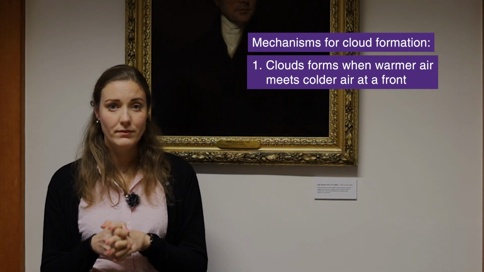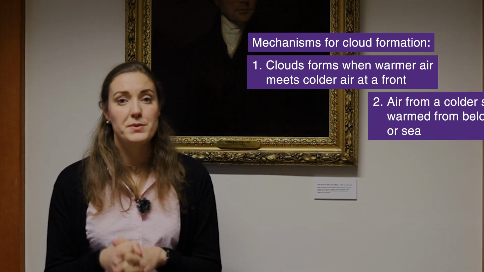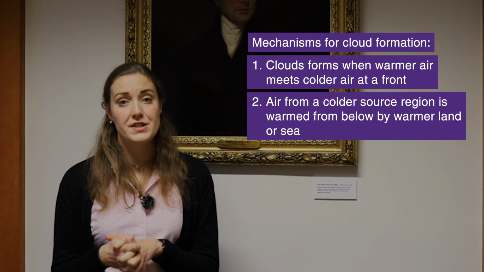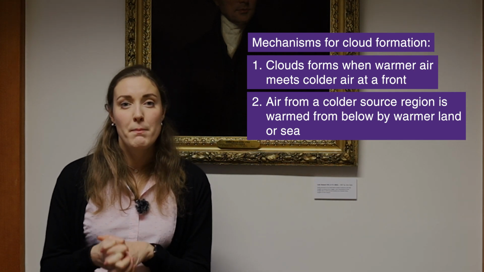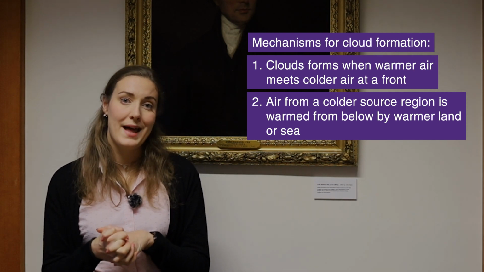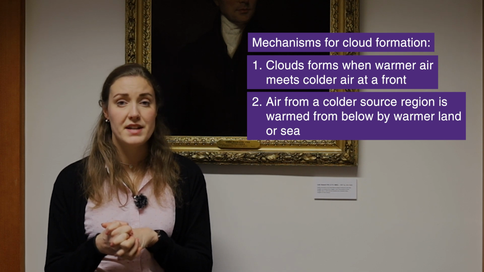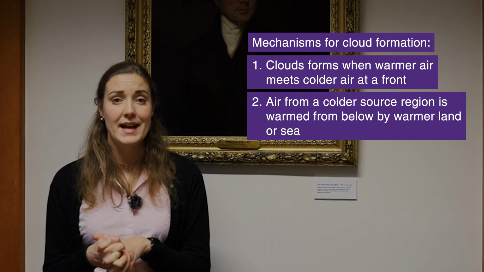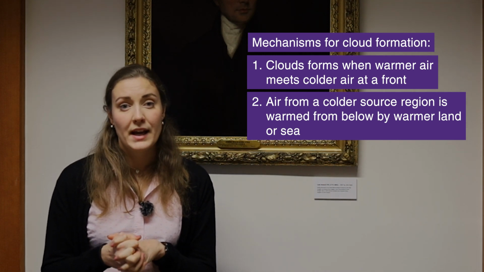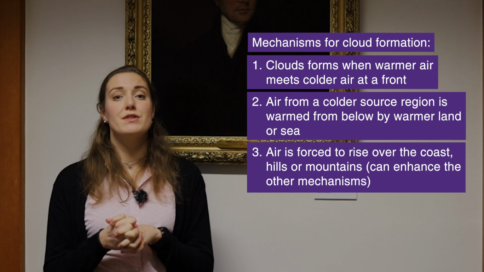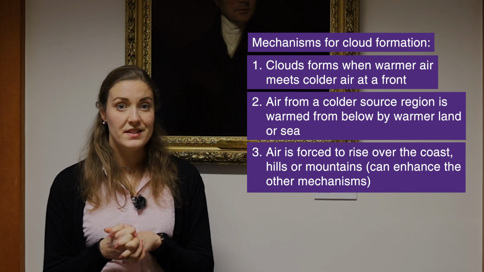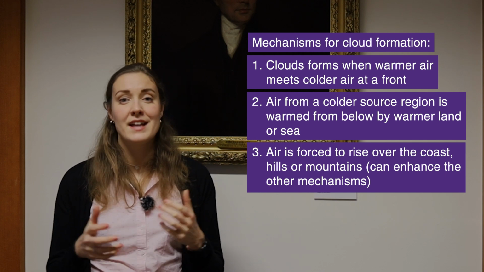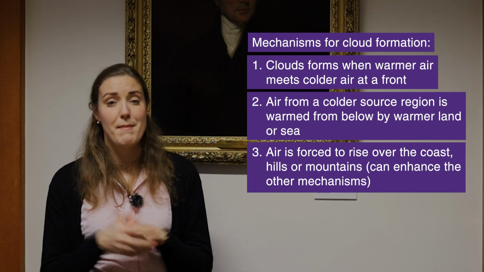Number 2. Cloud forms when air from somewhere cooler than us, for example the Arctic or Siberia, approaches the UK. It is warm from below as it travels over relatively warm land or sea, which causes it to rise and cool. This is the most common source of snow in the UK. Number 3. Another mechanism is when air is forced to rise over the coast, hills or mountains, and as it rises it cools. This mechanism can add to or enhance the formation of clouds by either of the other mechanisms mentioned.